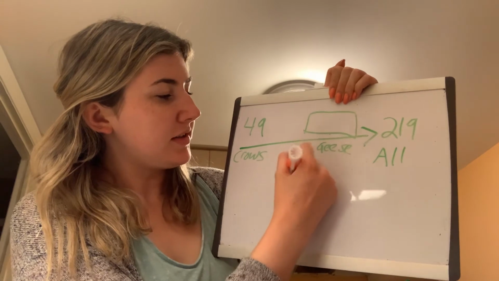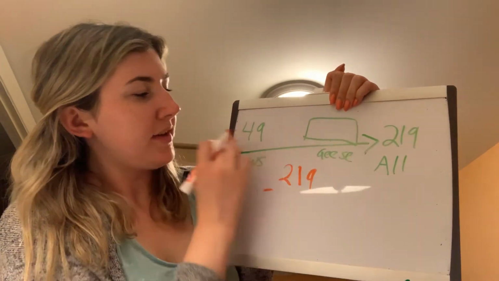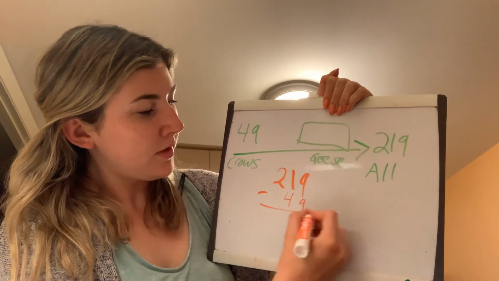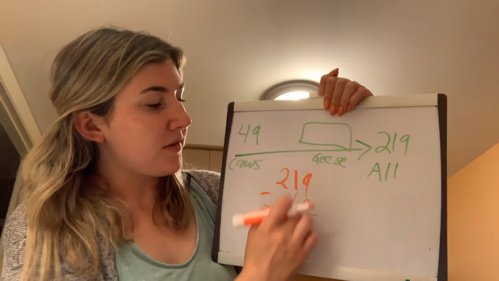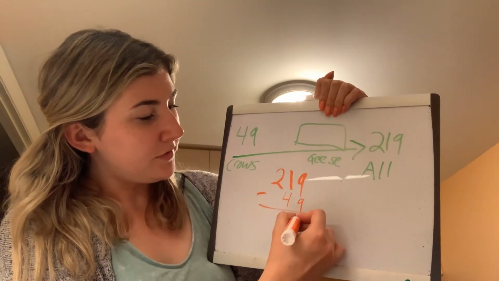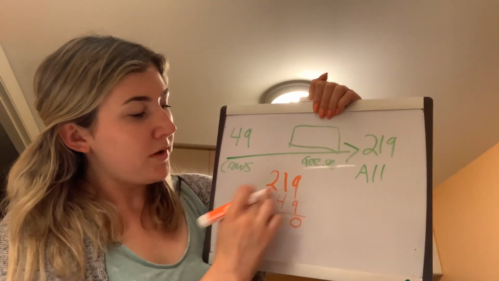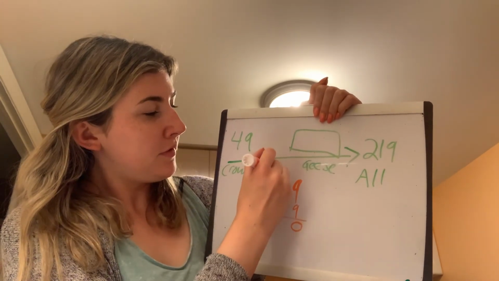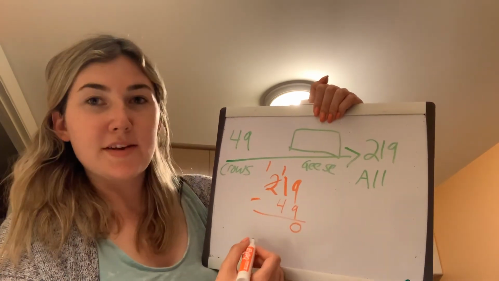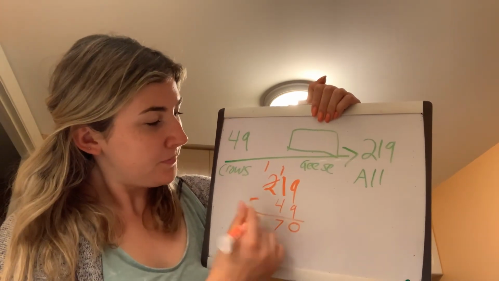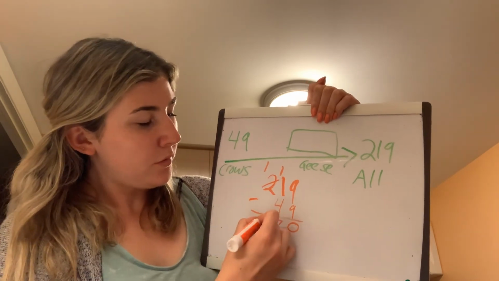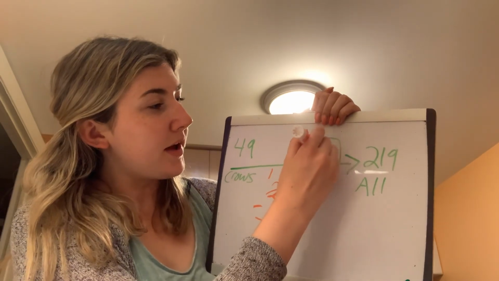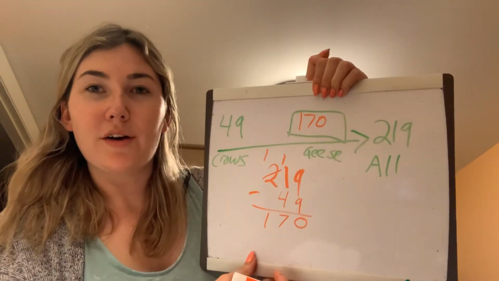We have 219 minus our other small number, 49. And now we can solve. So now we have 9 minus 9, which will give us 0. 1 minus 4, we can't do. So let's borrow from the 2. Next we have 11 minus 4, which will give us 7. And then 1 minus 0 will give us 1. So there were 170 geese. So I'll input that back into our number family, and we are all finished.